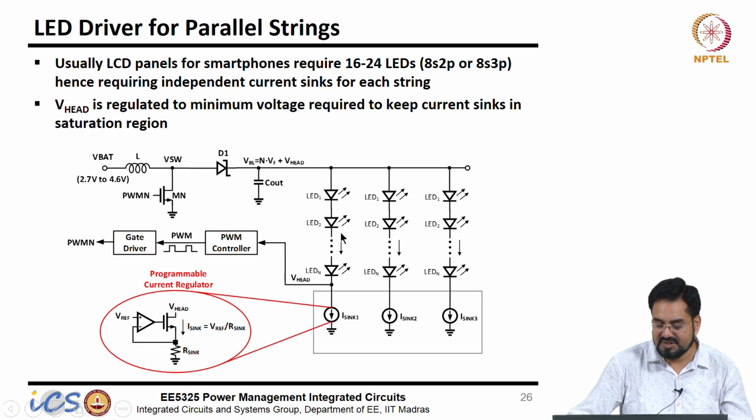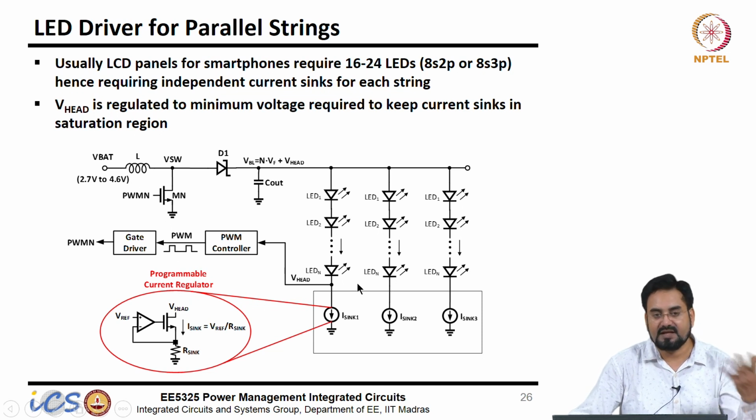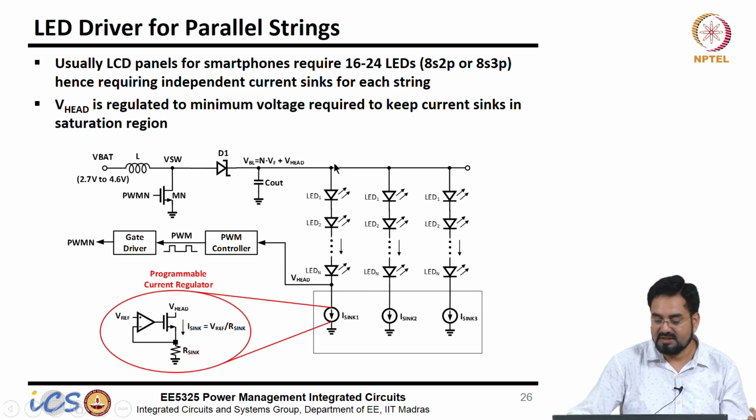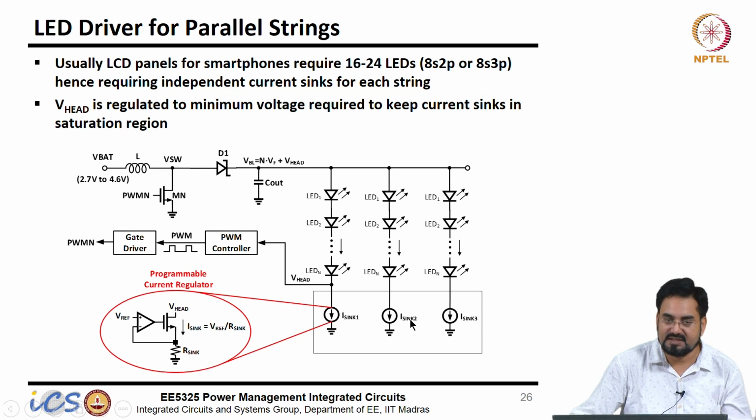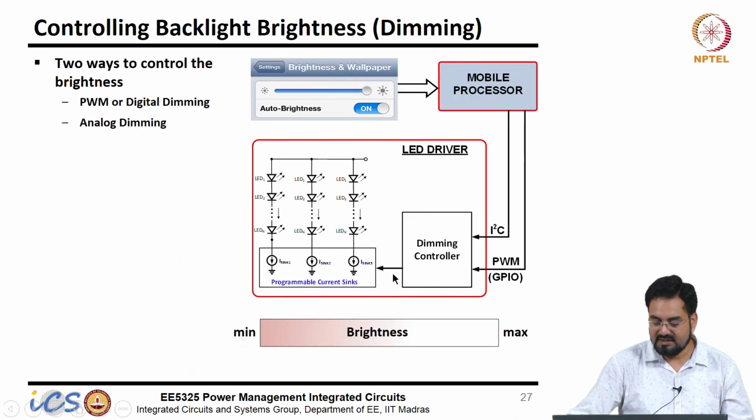But one thing you have to make sure is that you have the same number of LEDs in each string. Otherwise you will run into the same problem, because the voltage required here will be based on the maximum number of LEDs, and this voltage is common. So if you are using a lesser number of LEDs here, again this will have a higher dropout voltage and efficiency will go down. Now we have these current sinks, and let us say they can be programmed.